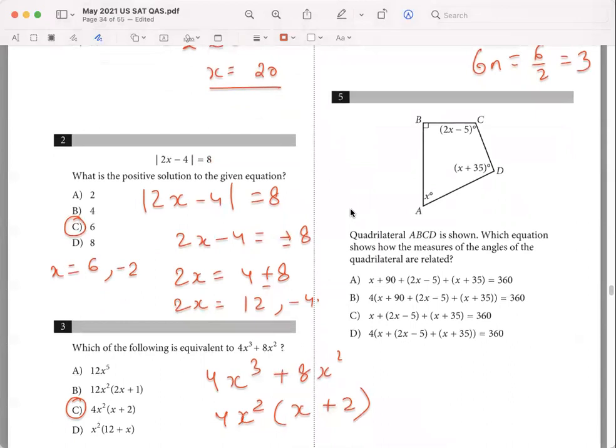Quadrilateral ABCD is shown. Which equation shows how the measures of the angles of the quadrilateral are related? So the sum of angles of a quadrilateral is 360. So I can say that x plus 90 plus 2x minus 5 plus x plus 35 is 360, right? So that's x plus 90 plus 2x minus 5 plus x plus 35 is 360. So option A.